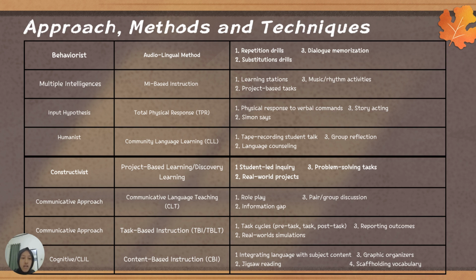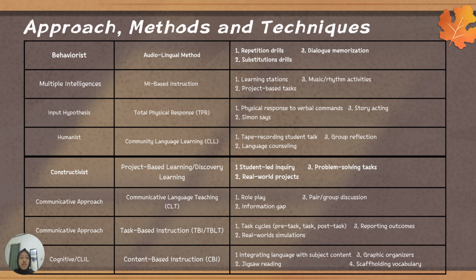And then the next is approaches, methods, and techniques. There are eight methods and also 25 techniques. One of the approaches is the input hypothesis, and the method of this approach is TPR, or total physical response. I think this method really fits with the characteristics of young learners because they are so active and have a short attention span.